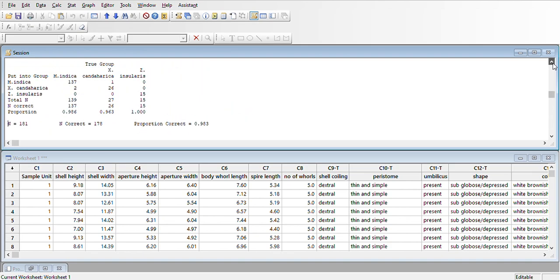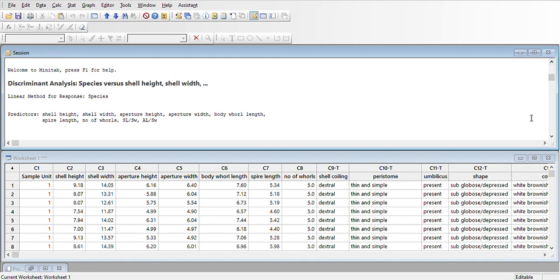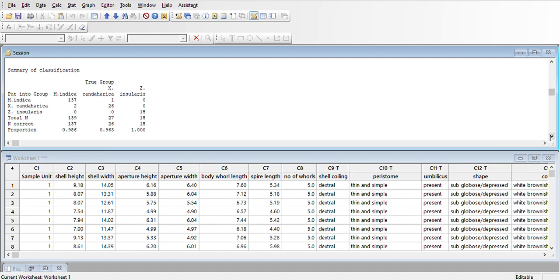that we have these predictors. And in the summary of the classification, we have 139 total specimens of Macroclamis indica, yet only 137 are correctly identified. Similarly, for Xeropicta candaharica, 27 specimens were in total, and 26 were correctly identified. In case of Zooticus insularis, 15 were total and 15 were correctly identified.